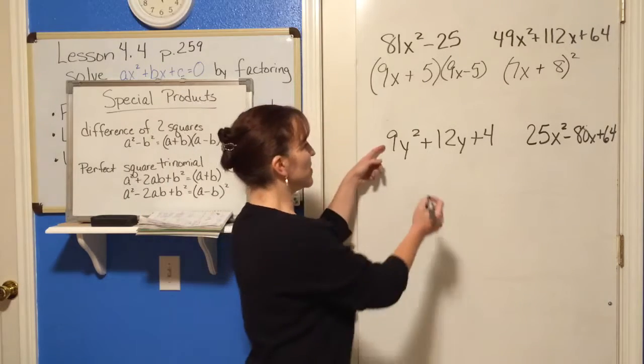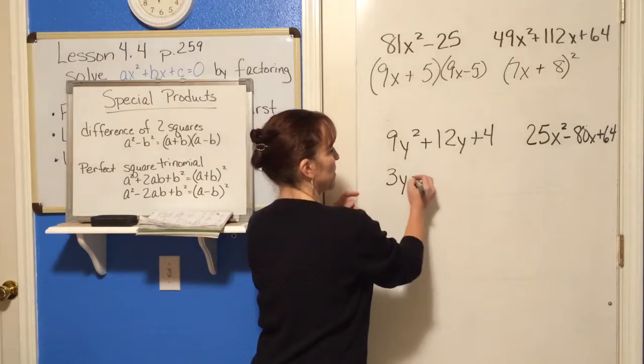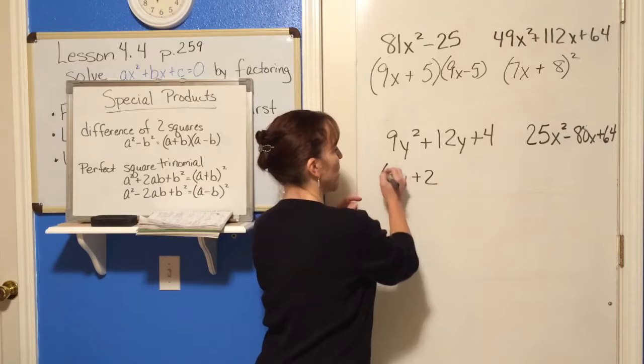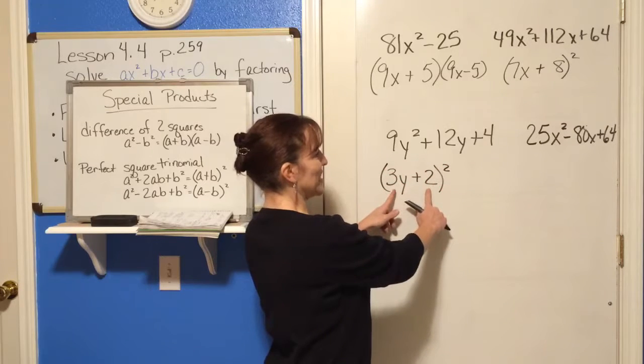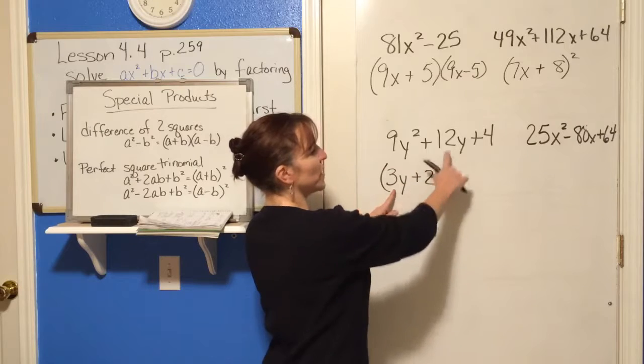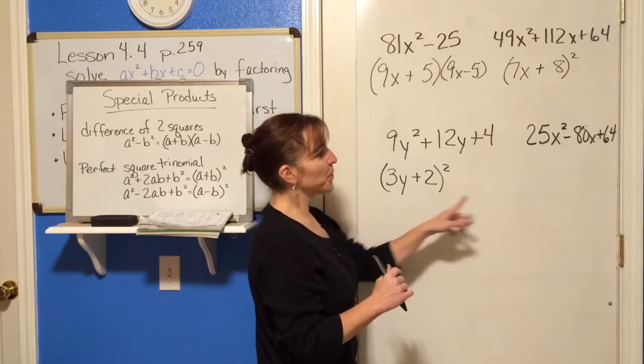9 is squared, so the square root is 3, so 3y plus 2, square root of 4 is 2, and then check the middle term to be sure. 2 times 3 is 6, and 6 times 2 is 12y, so that is our factored term.